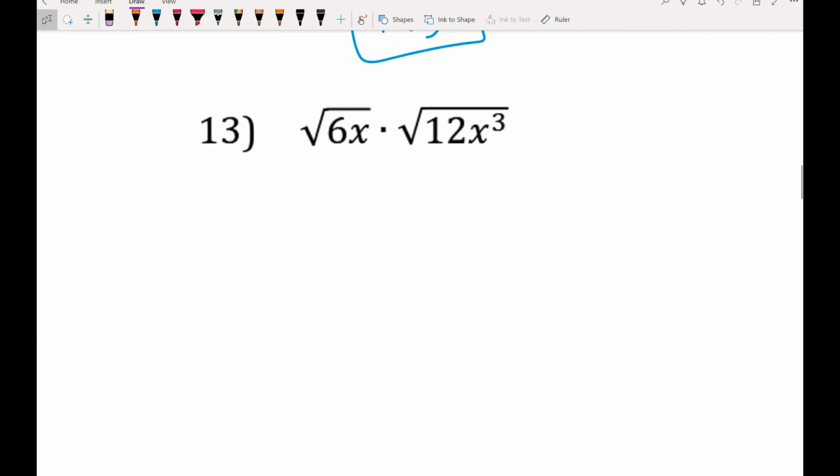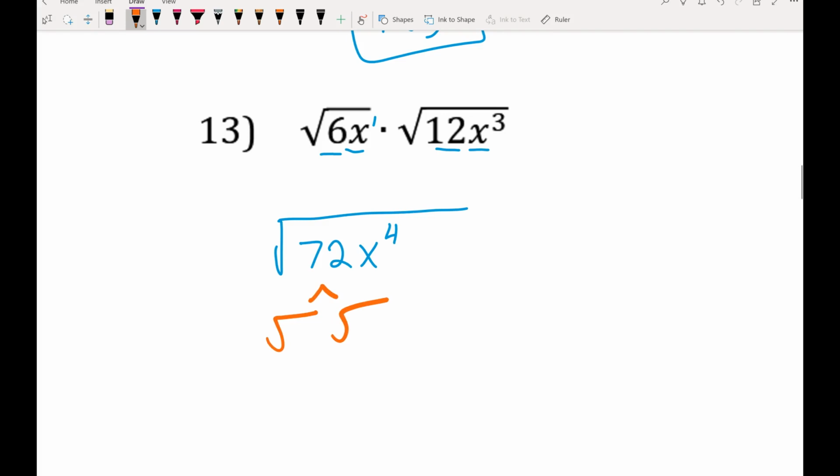For number 13, I notice I don't have any coefficients in front here, so everything I multiply is going to be left under the radical in the next step. So I multiply 6 and 12 to get 72, and x to the first times x to the third is x to the fourth. Again, I look to see if there's anything I can simplify. I know 72 can be split up into 36 times 2. And again, if you have trouble getting those factors, feel free to use your calculator for this. And x to the fourth, since the exponent is even, I notice that it's going to be a perfect square, and I won't have that under the radical anymore.